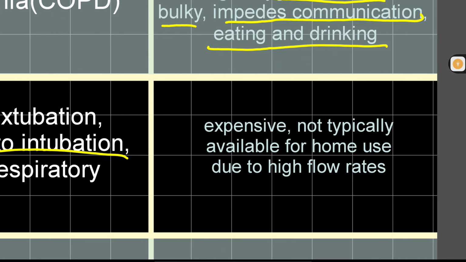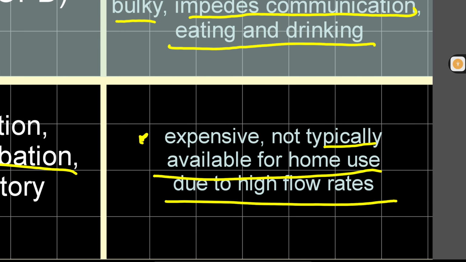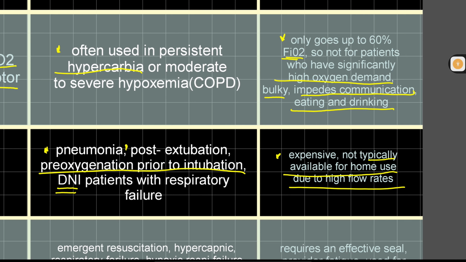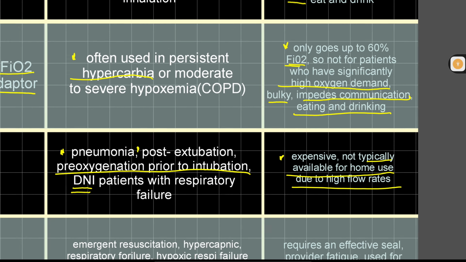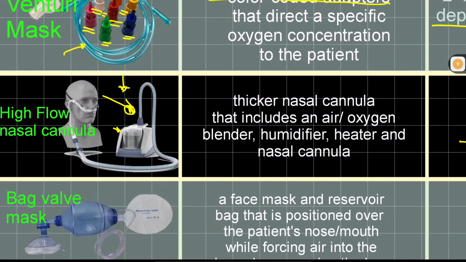Okay? Now, what are the risks and disadvantages of using a high-flow nasal cannula? Well, it is apparently expensive and not typically available for home use due to its high flow rates and maintenance. Normally, healthcare providers are the ones who use it, like RTs, respiratory therapists, or nurses. Okay? So, we are done with the high-flow nasal cannula.